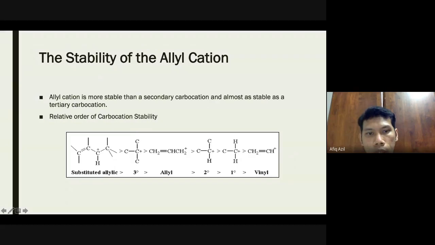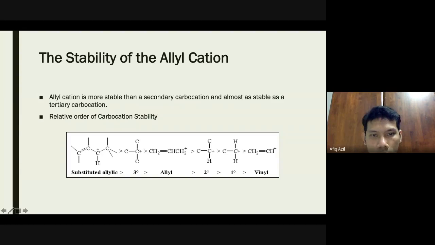So, in terms of allyl cations, now instead of having an unpaired electron on this carbon, you have this carbon actually containing a positive charge. Okay, that means it lacks an electron. So allyl cation is more stable than a secondary carbocation and almost as stable as a tertiary carbocation.